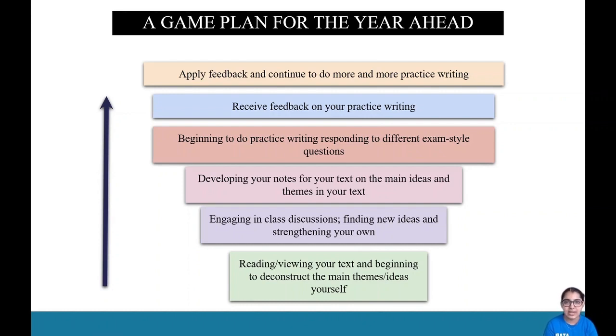Think about those ideas, break down other people's ideas, break down your own ideas, and doing that will help you strengthen them. Then develop your notes on the main ideas and themes in the text. That can always be really important. And then do practice writing by responding to different exam style questions, receive feedback, apply feedback, and just do that cycle all over again.